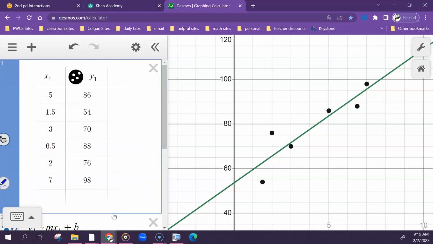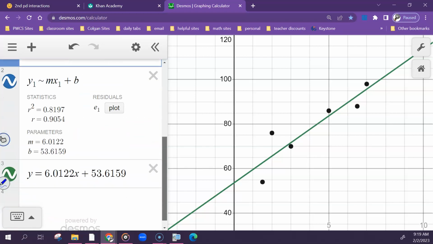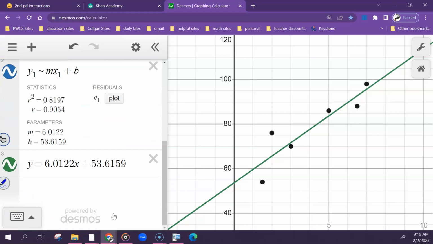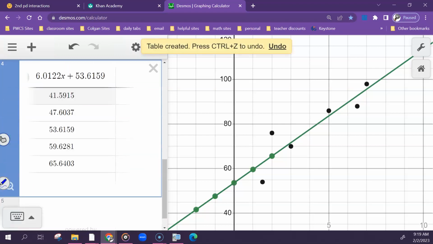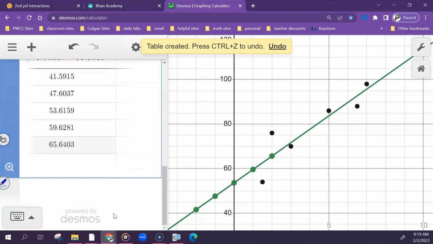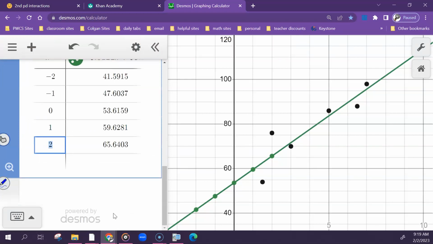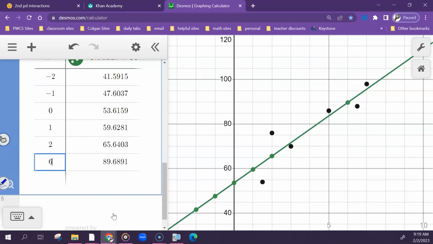To find your answers, you could do one of 2 things. You can either go into the equation you did, make this into a table like how we did in the review part, go into the gear wheel, type the table, or hit the table. And then put in your x value. So 0 is already up there. I can put in 6. So 53.62, 89.69, those are still accurate.